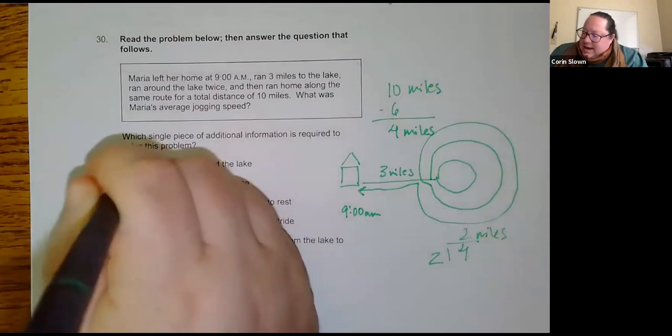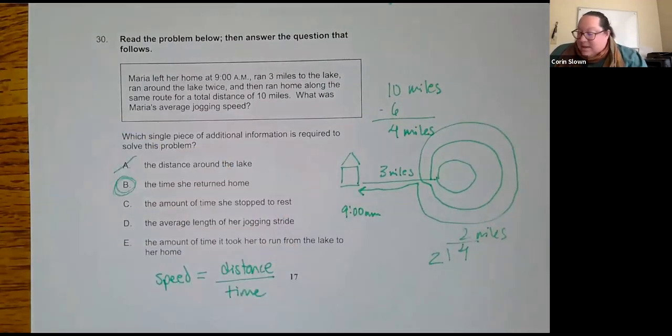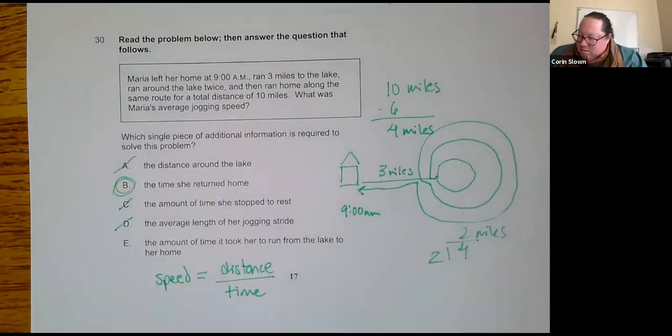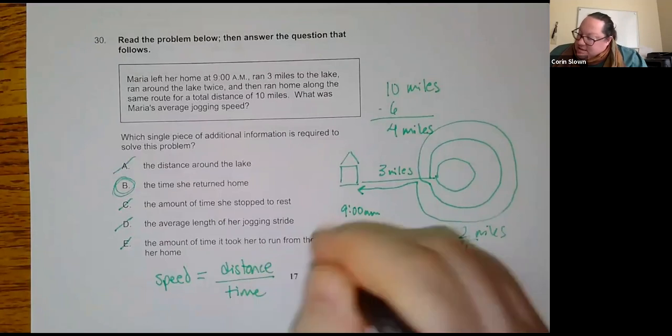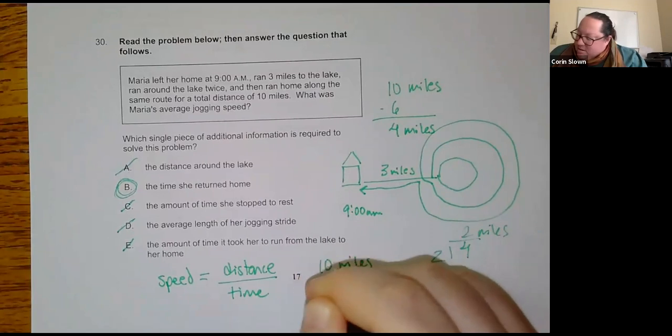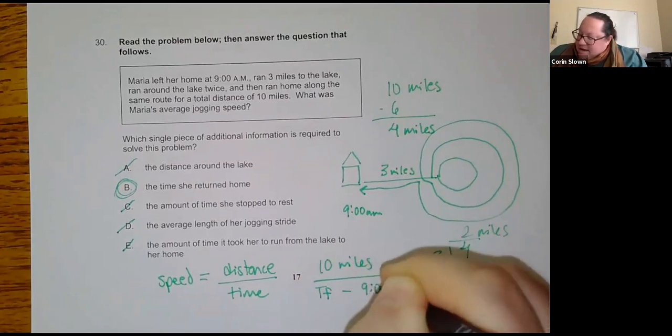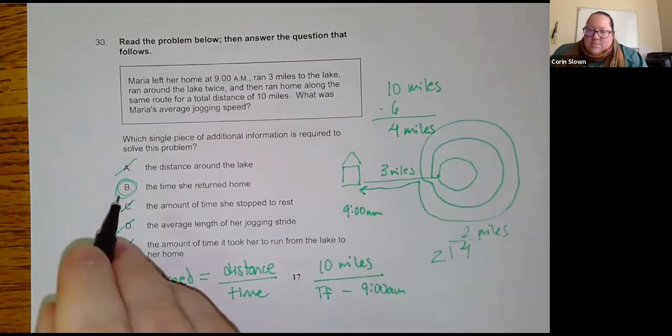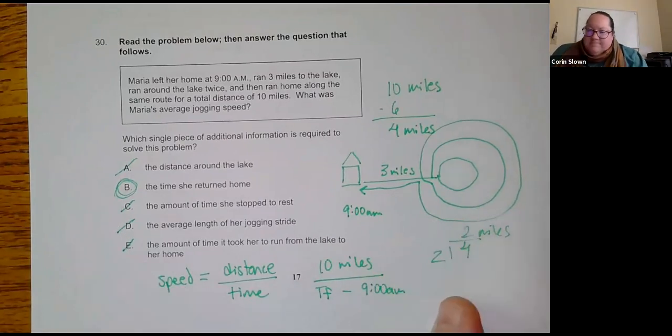I think we need the time she returned home. If she stopped to rest, that might be useful, but they didn't tell us that she did, so I don't know that that's particularly helpful information. And the length of her jogging stride wouldn't be helpful to us at this point. And the amount of time it took her to run from the lake to her home, well, they don't tell us that either because they really only want her average jogging speed. So we know the total distance is 10 miles. The only information that we are missing is her final time minus her initial time, which was 9 a.m. So if we know the time she returned home, then we can solve this problem.